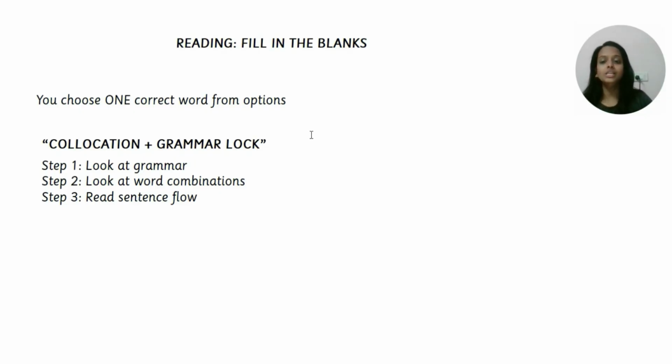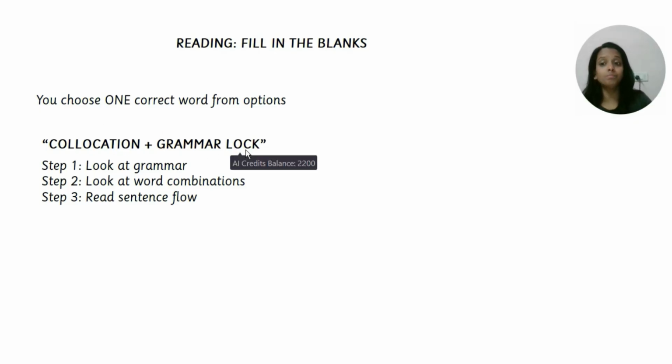So here, each blank has a drop down. You have to choose one correct word from the options. But here's the twist, all options look similar, all are grammatically possible. So the difference is very subtle. Okay, so you have to pay more attention for this task. And the biggest mistake the students make here is they choose based on their feeling. That is dangerous, right? Don't do that.